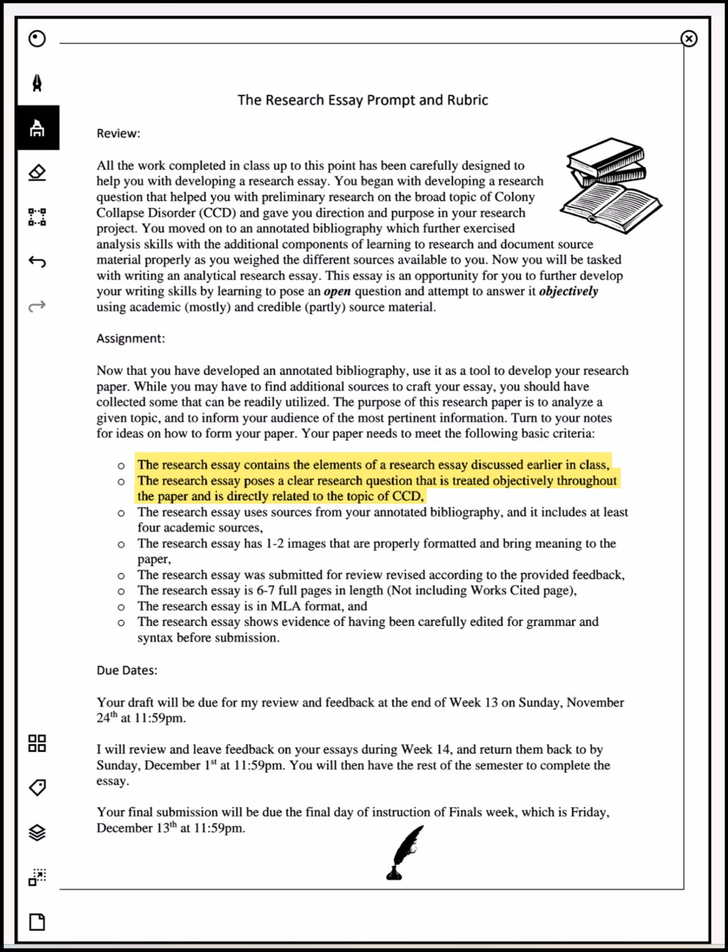Remember, this is not an argumentative research paper. We're not trying to prove a point. We're trying to understand something. So that's different than argument.